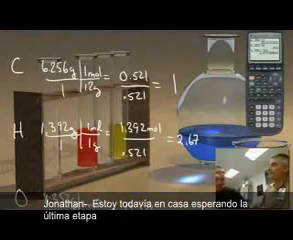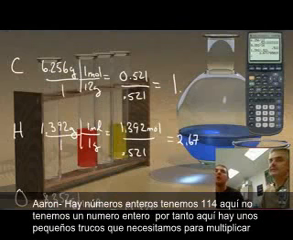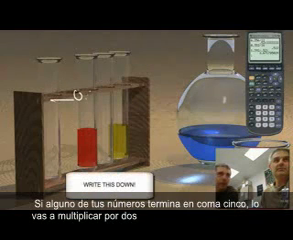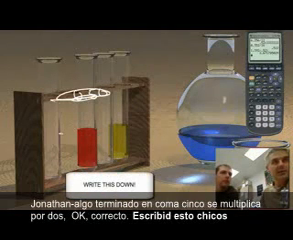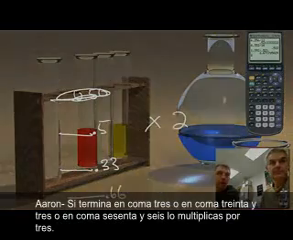Times till whole. Oh, we didn't do that last time. The last step, they were already whole numbers. We had 1, 1, and 4. Yeah. Here we don't have a whole number. So here's a few little tricks when you need to multiply by whole numbers. If one of your numbers ends in 0.5, you're going to multiply by 2. Or something 0.5 times it by 2. Right. Okay, write this down, guys. Yes. If something ends in 0.3 or 0.33 or 0.66, you multiply by 3.